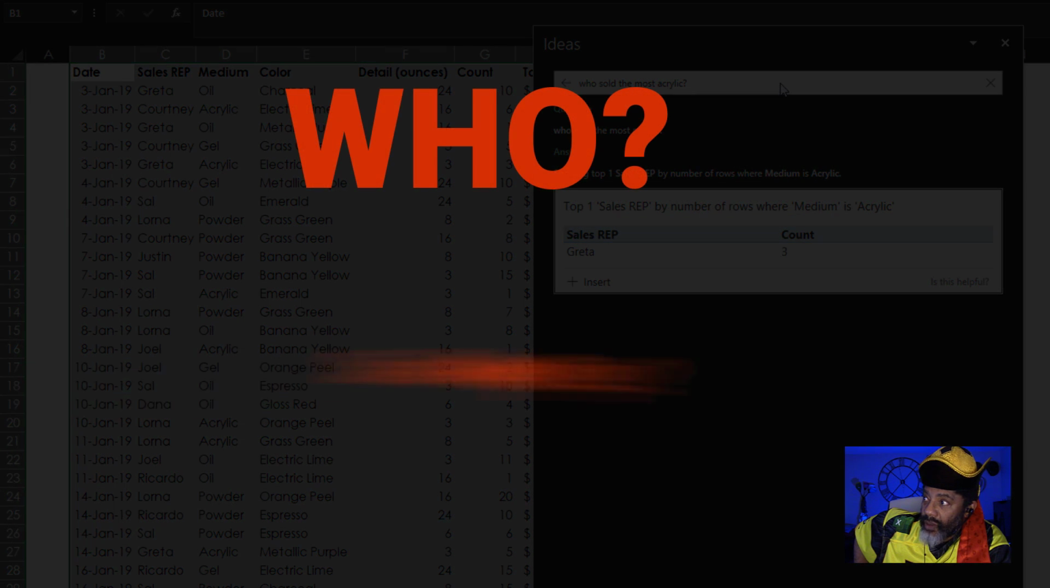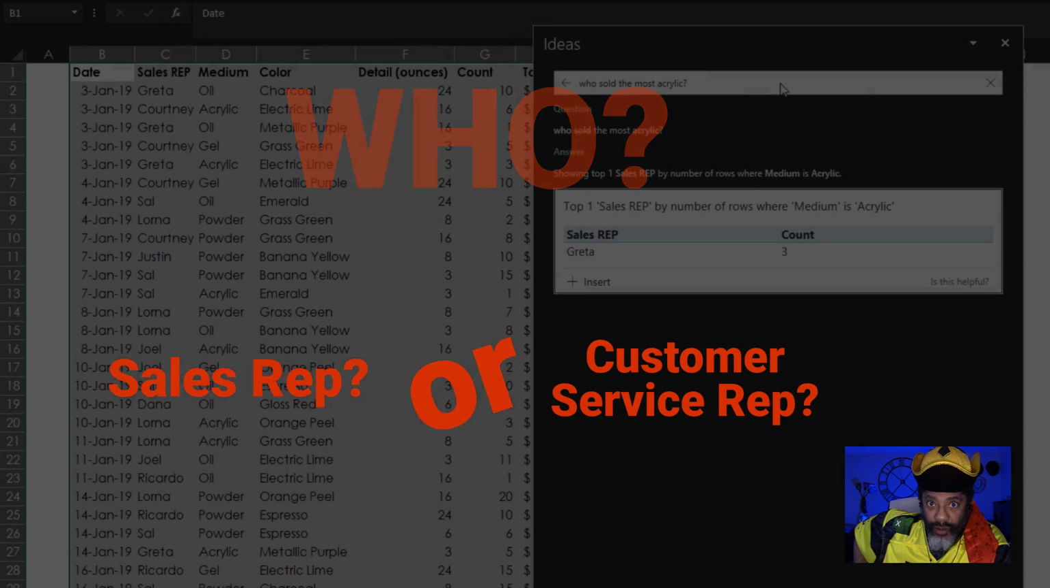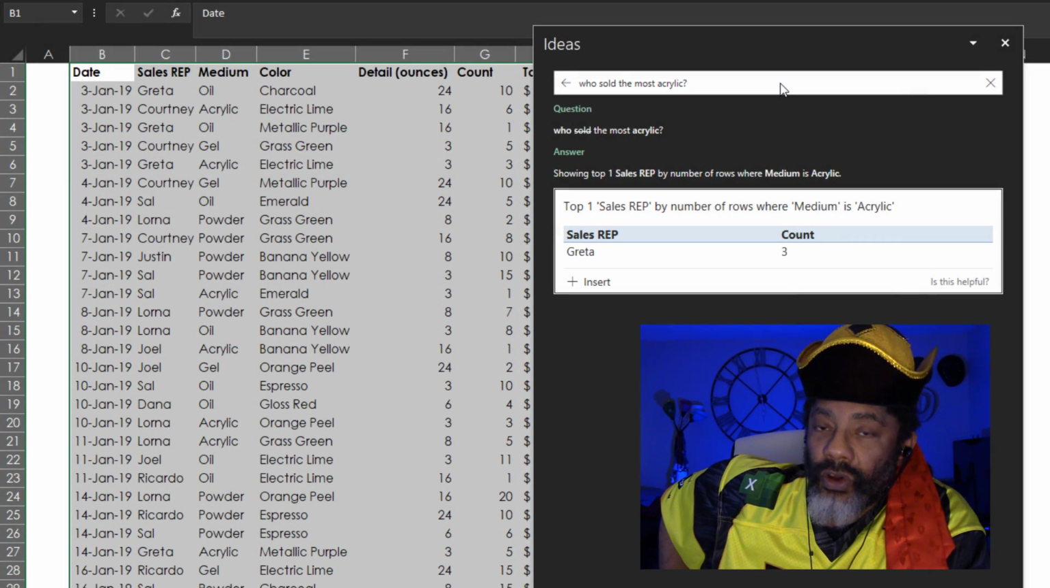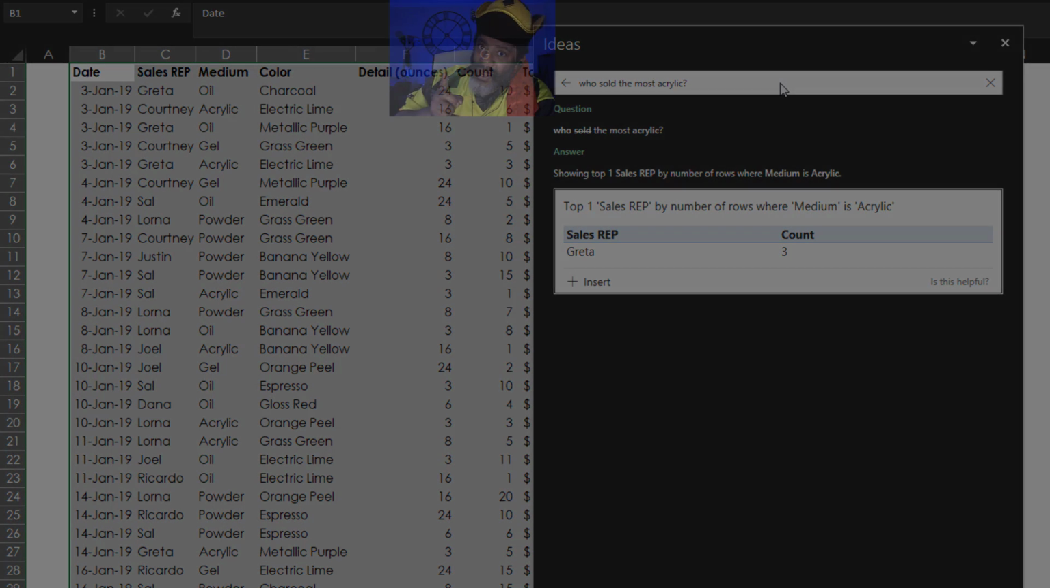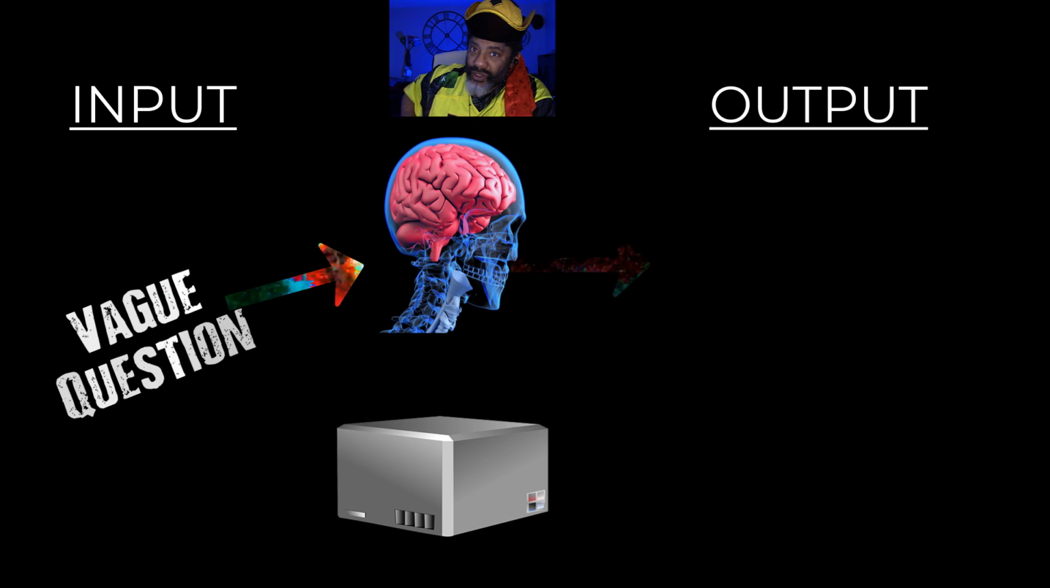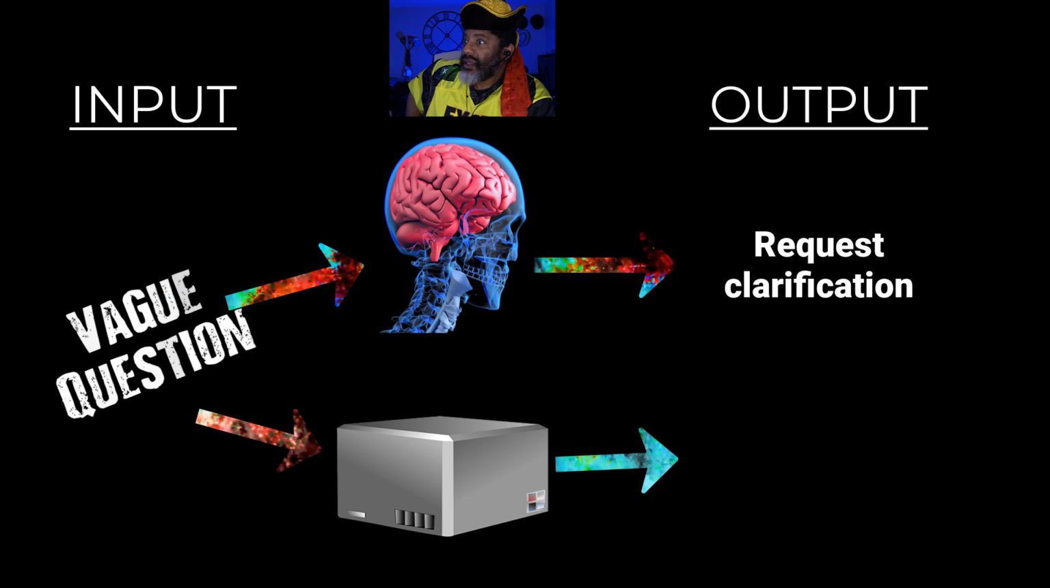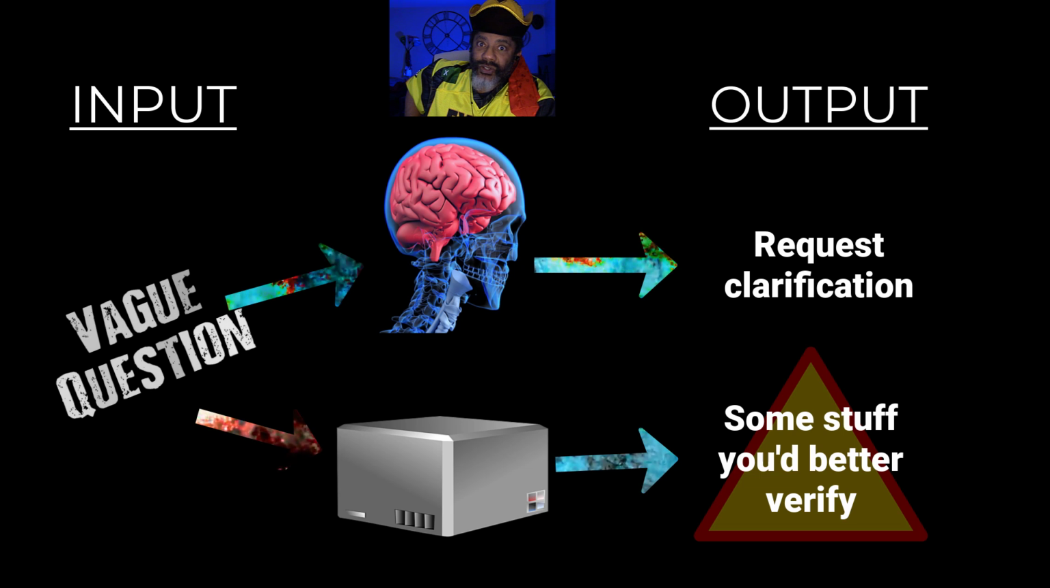Did we want the sales rep or did we want the customer service rep? And then it's giving us a count of rows. What if we wanted the total dollar amount of acrylic? AI and ML, they aren't good at this kind of stuff. You know, a human being will look at you and say, I don't know what you want.